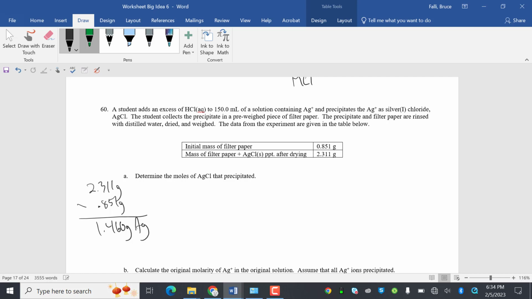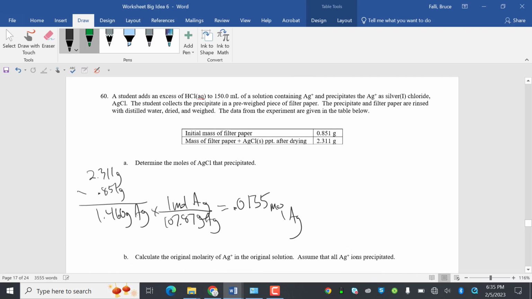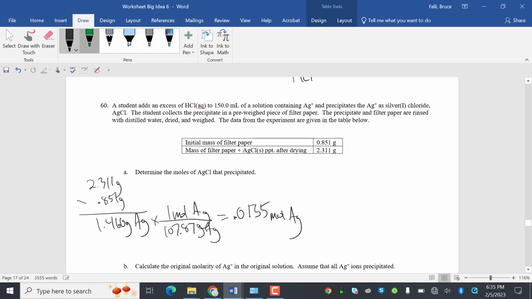And I want to change that into moles. Grams of Ag, 1 mole of Ag. I'm counting on my memory here. I don't have a periodic table. Let's see if Siri can help me. I think it's 107.9. No, 107.87 is the molar mass of silver. So 1.46 divided by 107.87 is 0.0135 moles of Ag. Calculate the original molarity of Ag positive in the solution. Assume all of the Ag positive precipitates.